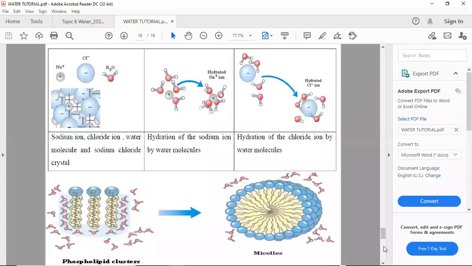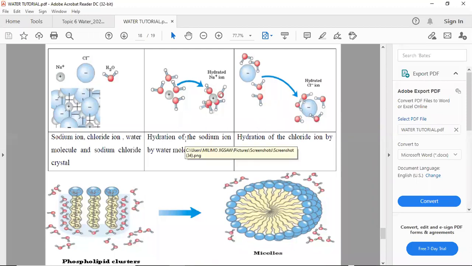Okay, so you have the partially positive hydrogen and the partially negative oxygen. What will happen is that the partially positive hydrogen atoms will surround the chloride ion, while the negatively charged oxygen will surround the positively charged sodium ion, which will lead to the dissolving of the salt in water.